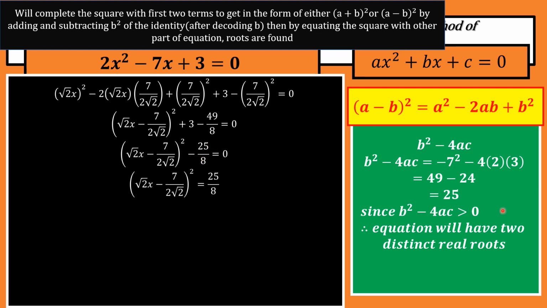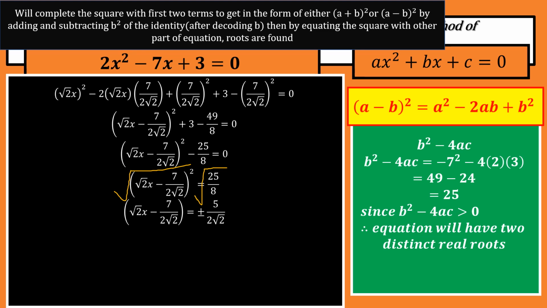We'll shift it to the other side, right? Then to get rid of this square, we'll take under root on both sides. Under root on both sides, here and here, right?